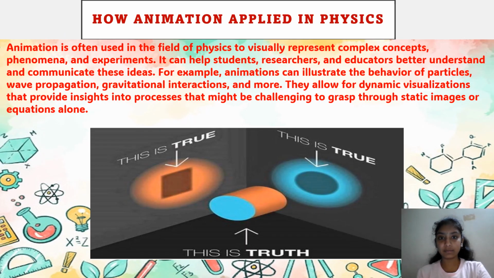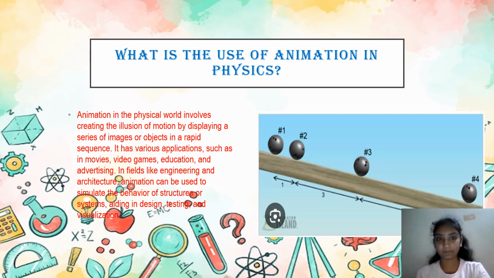Next, how animation is applied in physics. Animation is often used in the field of physics to visually represent complex concepts, phenomena, and experiments. It can help students, researchers, and educators better understand and communicate these ideas. For example, animation can illustrate the behavior of particles, wave propagation, gravitational interactions, and more. They allow for dynamic visualization that provides insights into processes that might be challenging to grasp through static images or equations alone. What is the use of animation in physics?